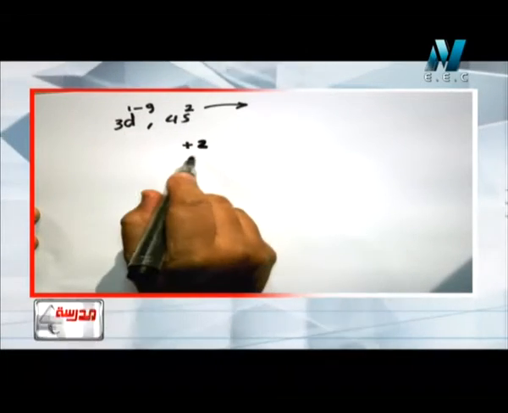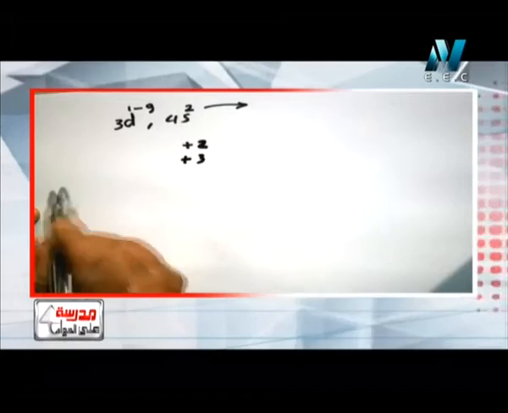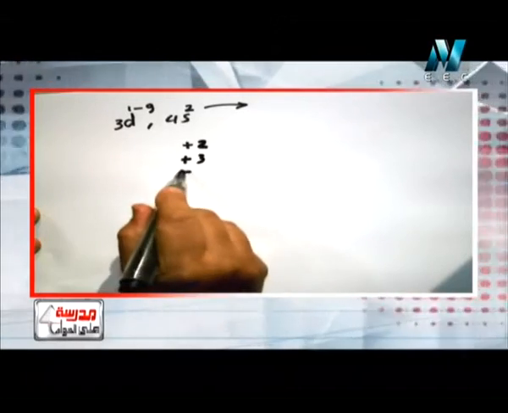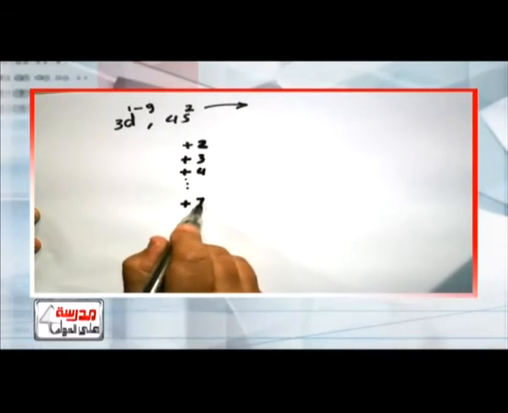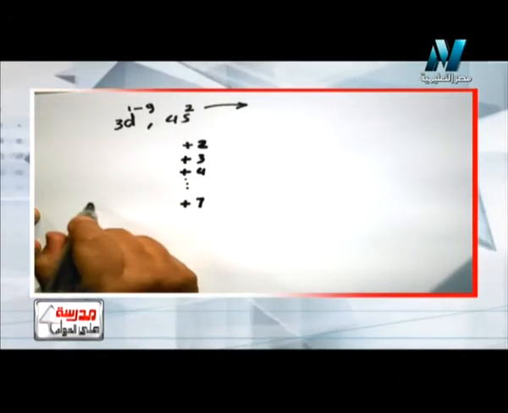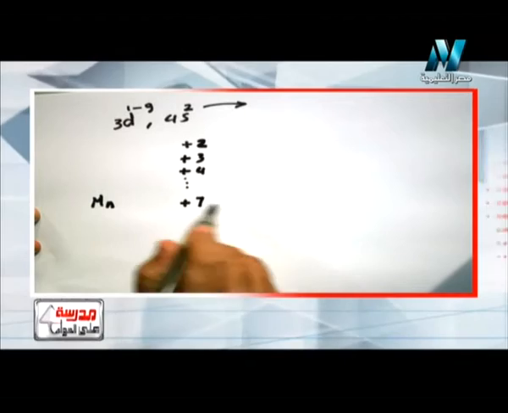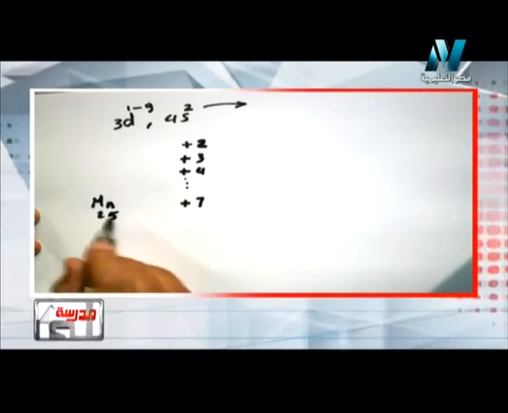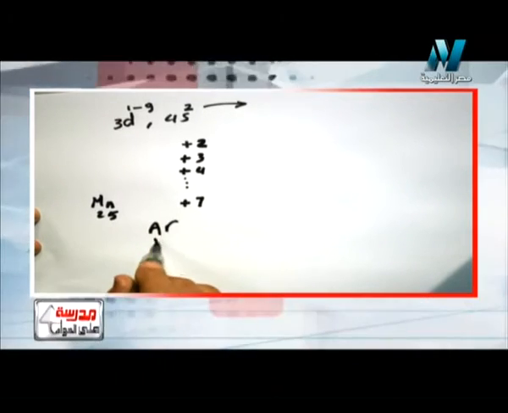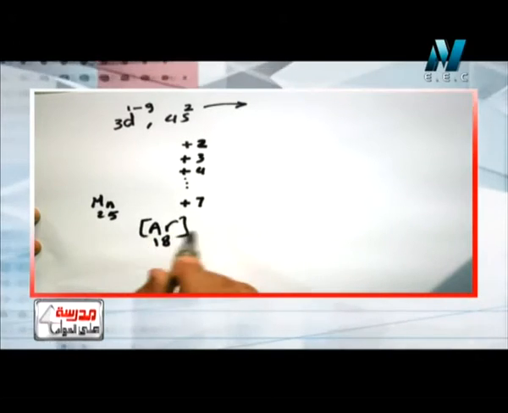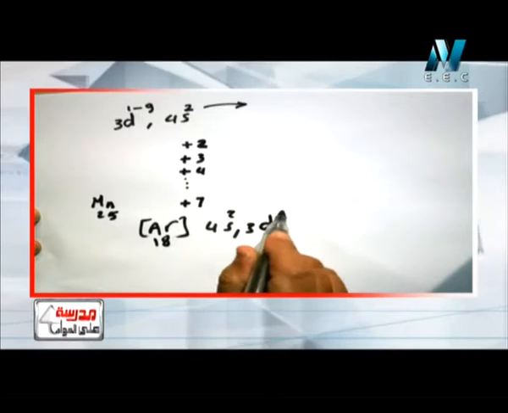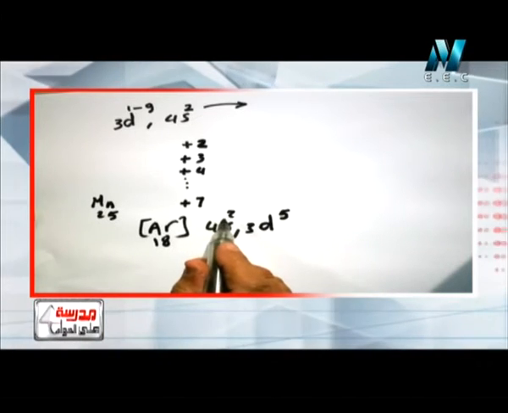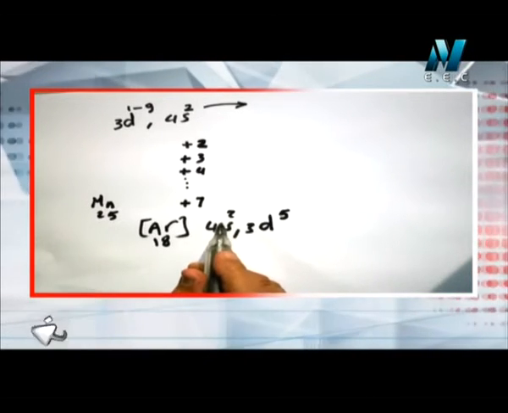So when it loses one electron, it will be positive 3. When it loses another, it will be positive 4, until we reach positive 7 as in manganese. Manganese, we know that, is 25: argon 18, 4s2 and 3d5. It will lose 2 electrons to have the oxidation number positive 2.